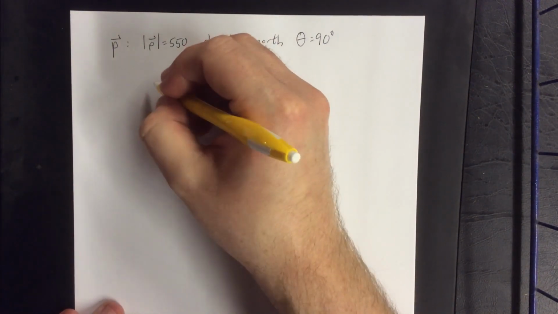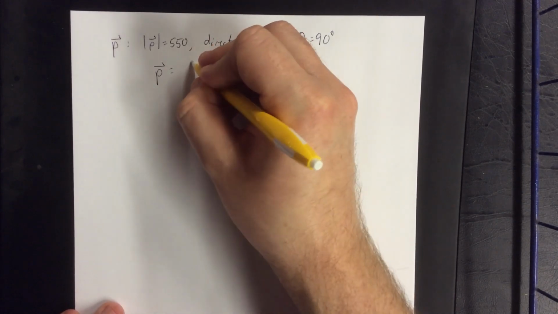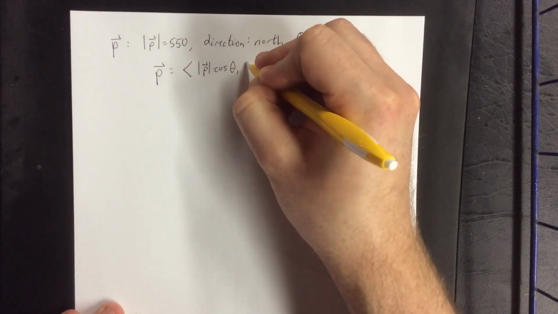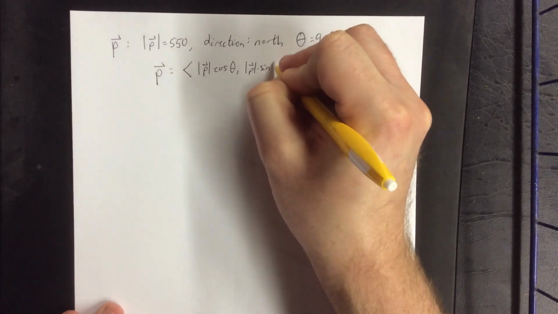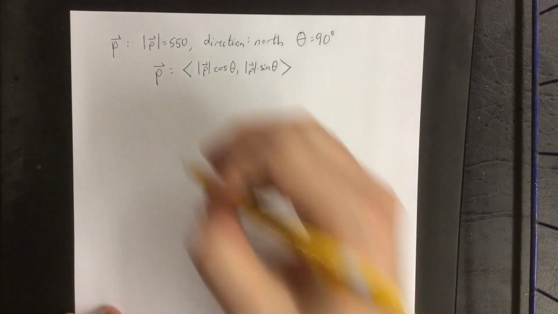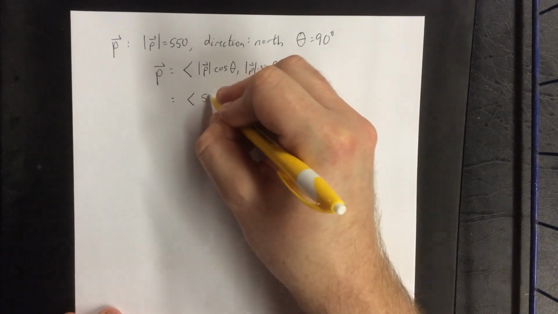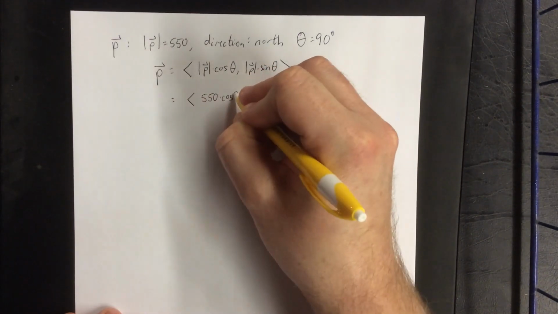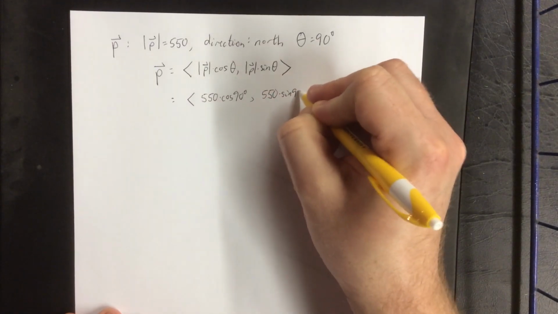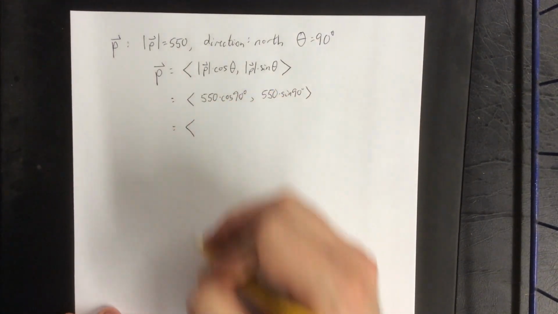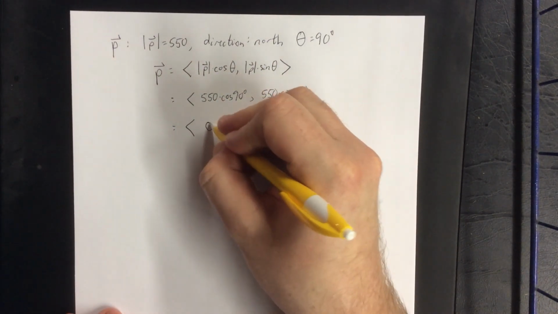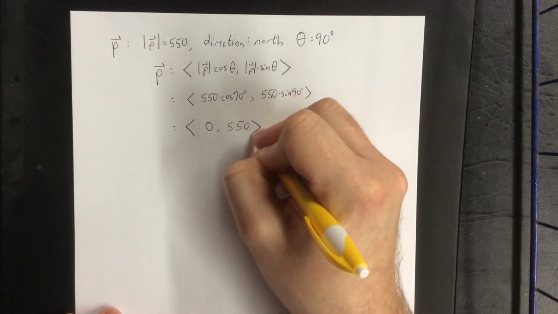So to represent P in terms of its components, this should be the magnitude of P times the cosine of theta, and the magnitude of P times the sine of theta. This will convert from our polar form back into a component form, or Cartesian form. So it'll be 550 times the cosine of 90 degrees, and 550 times the sine of 90 degrees. Hopefully it's not shocking to find out that when something is traveling due north, its horizontal component is going to be 0, and it's all going to be directed in the vertical component.